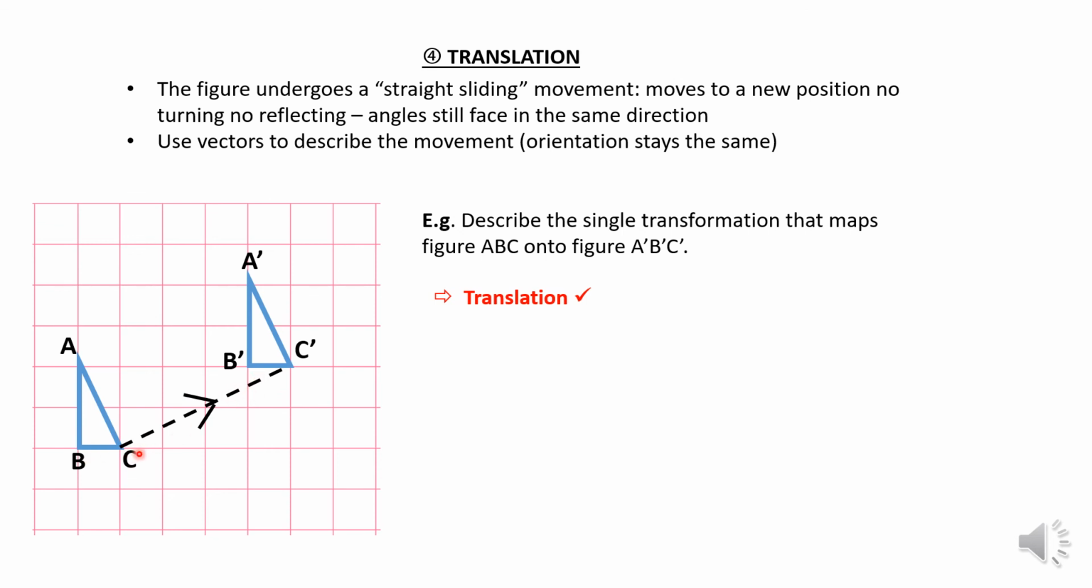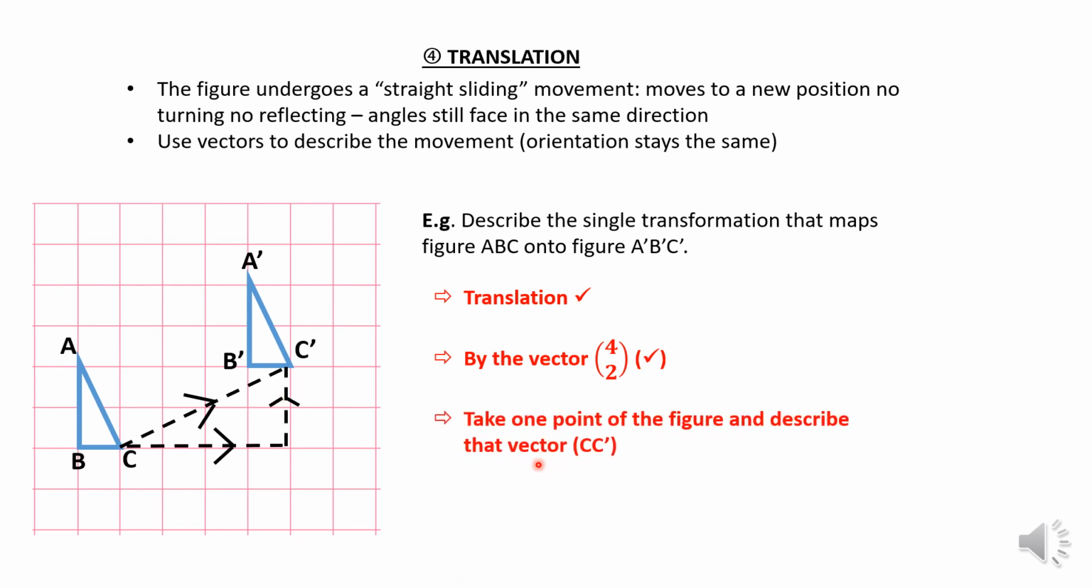So if I look at C to C dash, all right, I get 1, 2, 3, 4, okay, and 2 up. So that gives me the vector. I could have done that with point A and A dash or B and B dash. That is the vector. 1 mark for doing that. All right. So take 1 point and you do that, because it's a sliding movement, and that is how you find the vector.